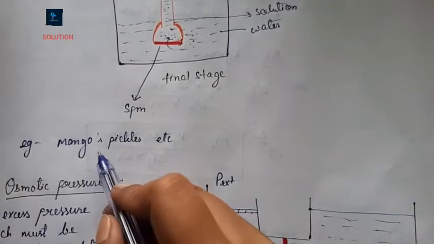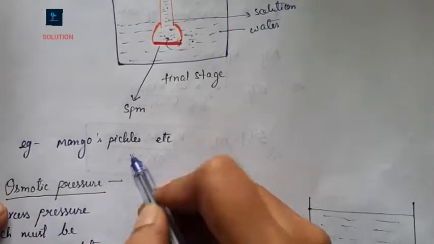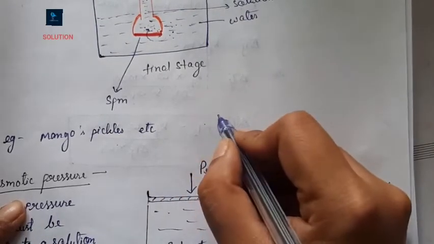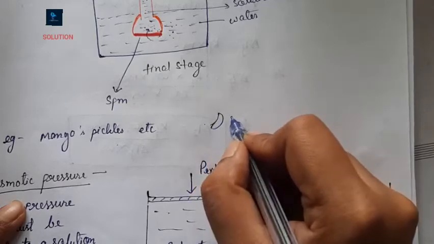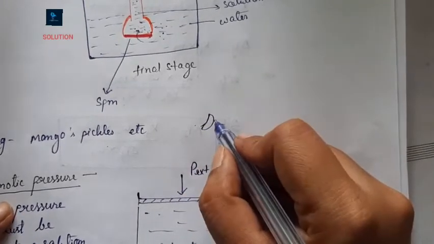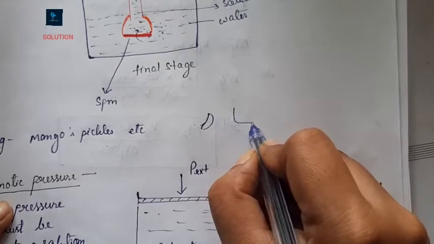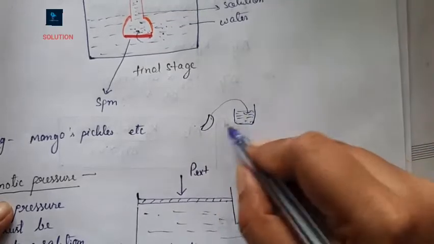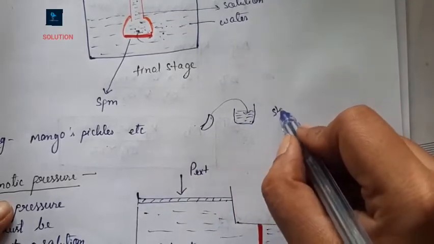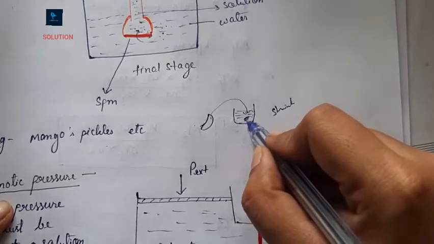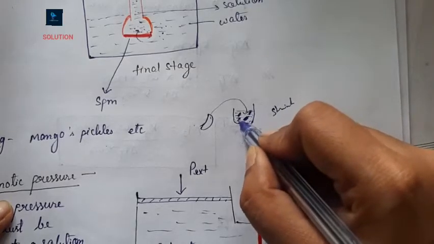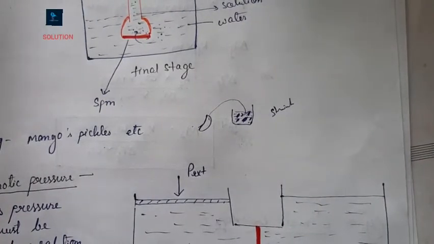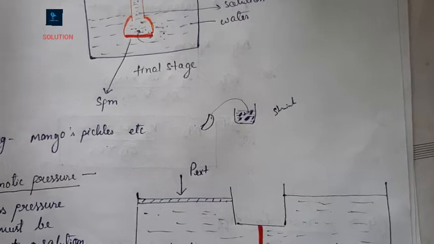An example of osmosis is mango pickle. What happens in mango pickle: when we cut the raw mango, it is in bigger size, but when it is put in a higher concentrated solution, what happens? It shrinks and comes to a smaller size. Another example of osmosis is raisins.